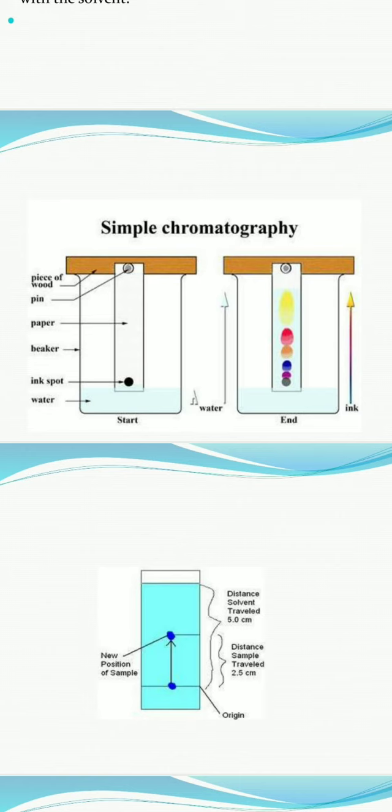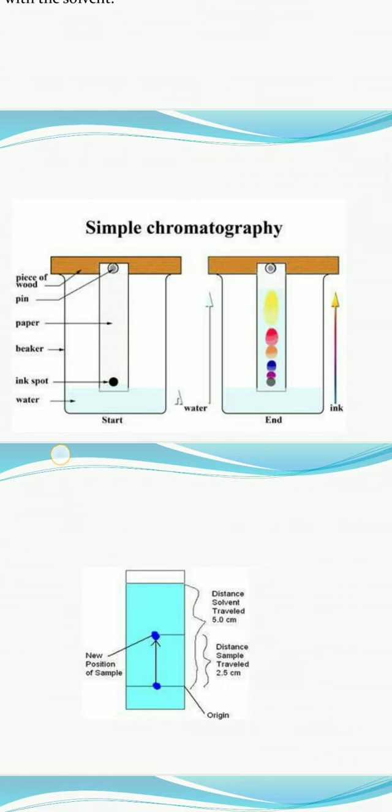This water or organic solvent is the mobile phase, and the paper used in this technique is the stationary phase. So paper is the stationary phase, and water or other organic solvents are the mobile phase. The paper is placed in the beaker, which is sealed with a pin on a piece of wood, and the beaker contains the solution, either water or an organic solvent. The sample containing the mixture of components is placed as a dot or line about 2 centimeters above the solvent.